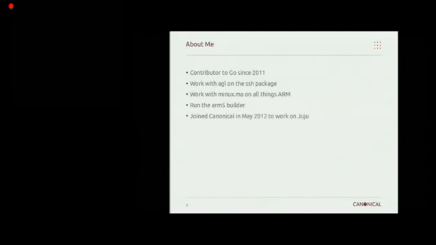About me, I'm a contributor since February 2011. I do a little bit of work with AGL on the SSH package. I'm also very interested in ARM, so I spend some time working with Marnex there. I run the ARM5 builder at the moment. I've got a bunch of junky ARM hardware sitting under my telly, which runs the builder. And I joined Canonical just a couple of months ago to work on Juju.